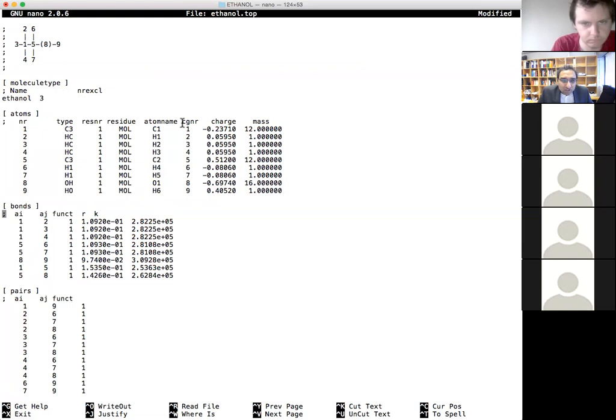Then you have something called charge number. This is not important. This is from an older version of GROMACS. These are not required at all. You can forget about them. The next column is charge.